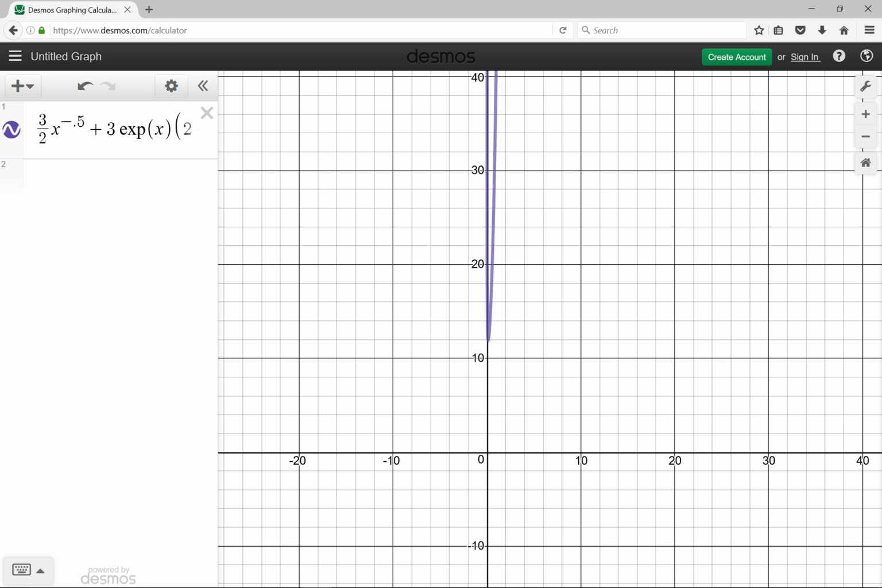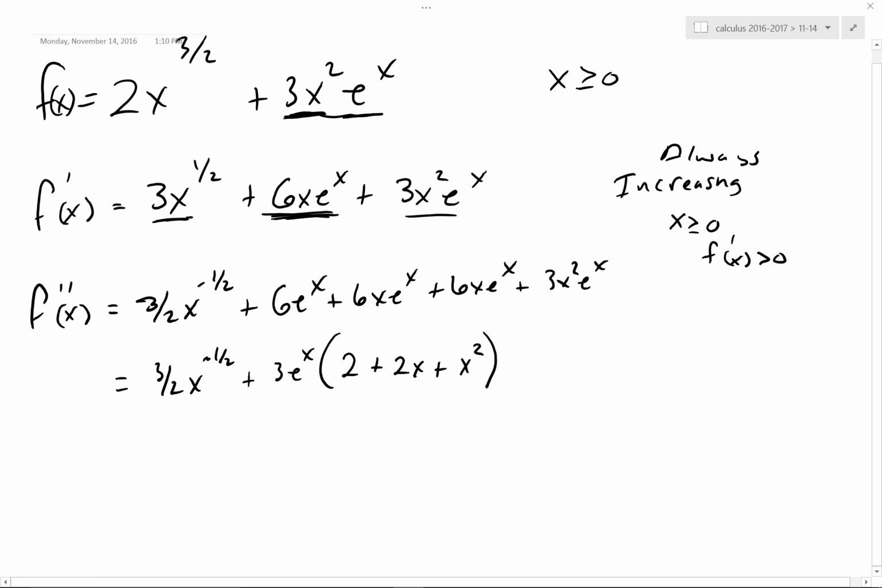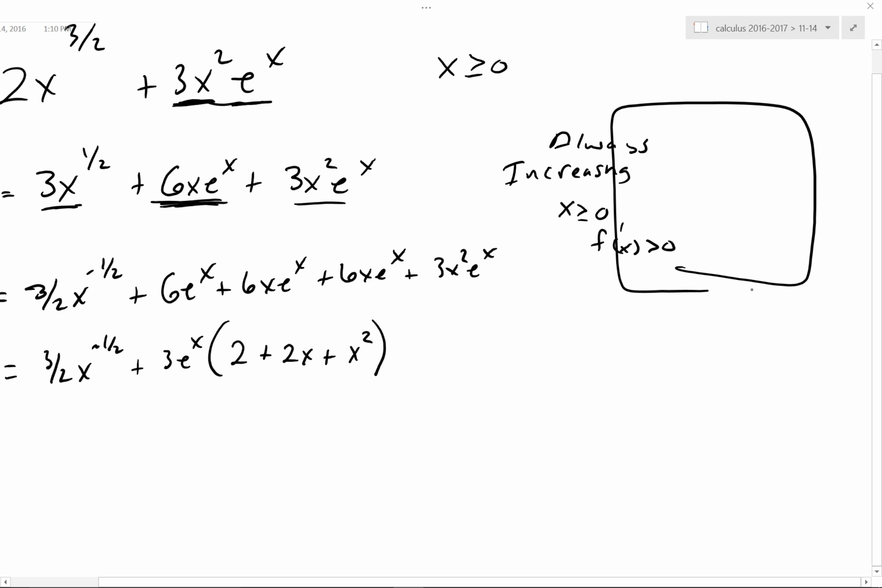So wait a minute. It feels like my original function was always increasing because the first derivative is greater than 0, yes? And my second derivative is also always greater than 0, yes? Wait a minute. If it's never equal to 0, is there a point of inflection? No. In this case, it must be always concave up.